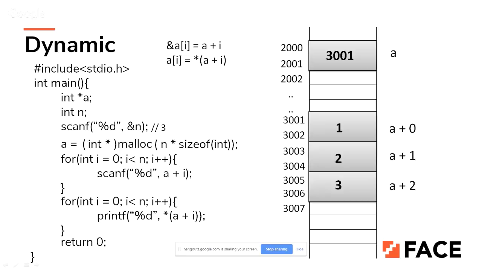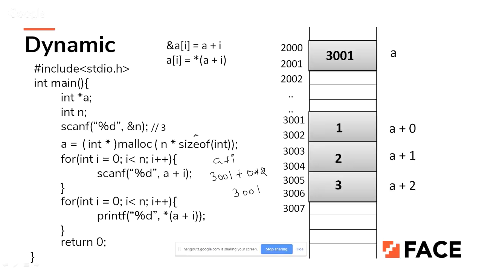Again, let us imagine the value of I is equal to 0. 0 less than 3, the condition is true. If the condition is true, it will enter into the printf. In the printf, what have I given? A plus I. What is the value of A? The value of A is 3001 plus the value of I, which is 0. So 0 into the size of the data type 2 becomes 3001. That is why whatever value I have given has been stored in the memory location 3001.